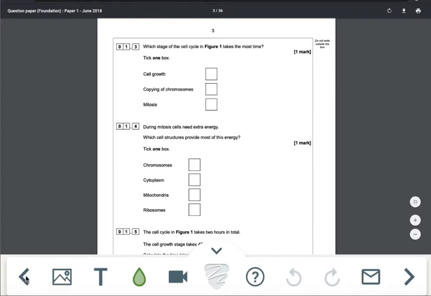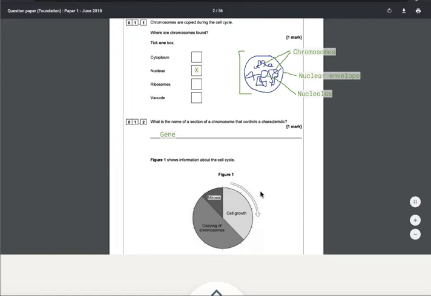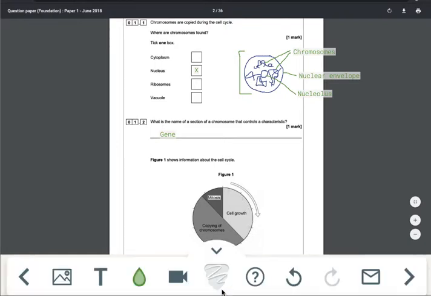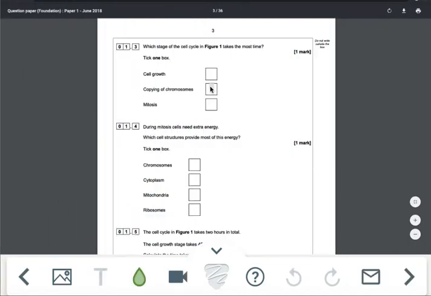So let's go back. It's asking us which one takes the most time. Here we've just been given a circle, and we can see that how big the chunk is will represent how much time that phase of the cell cycle takes. So we can see mitosis is quite small, cell growth is a bit bigger, and copying of chromosomes takes the longest time. It has the biggest chunk. So we can just go ahead and put an X here and move on to the next question.